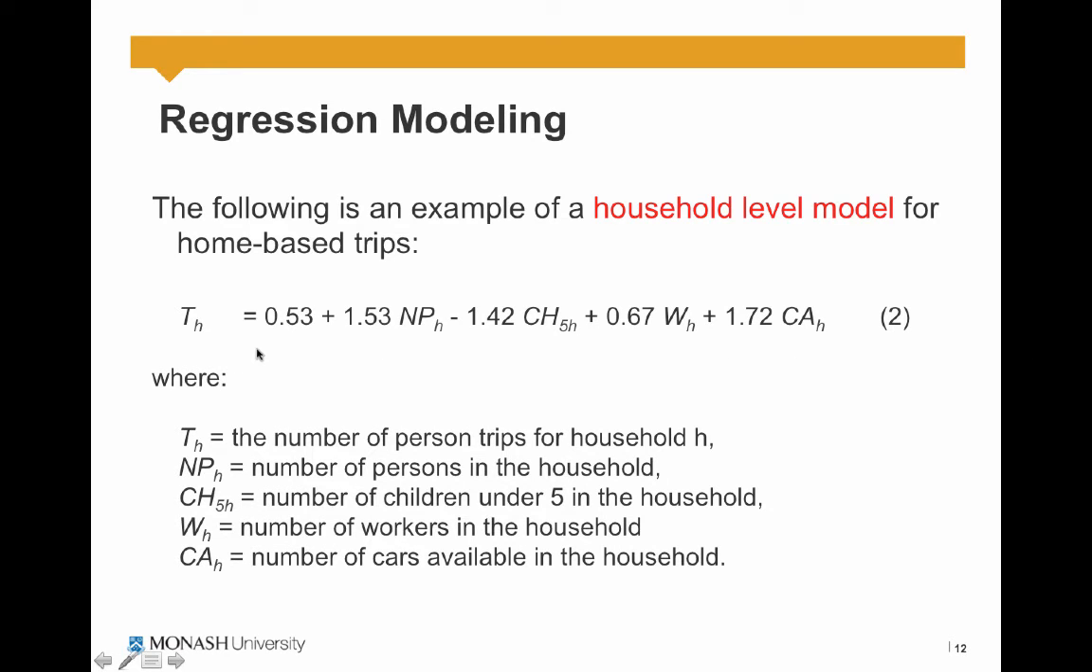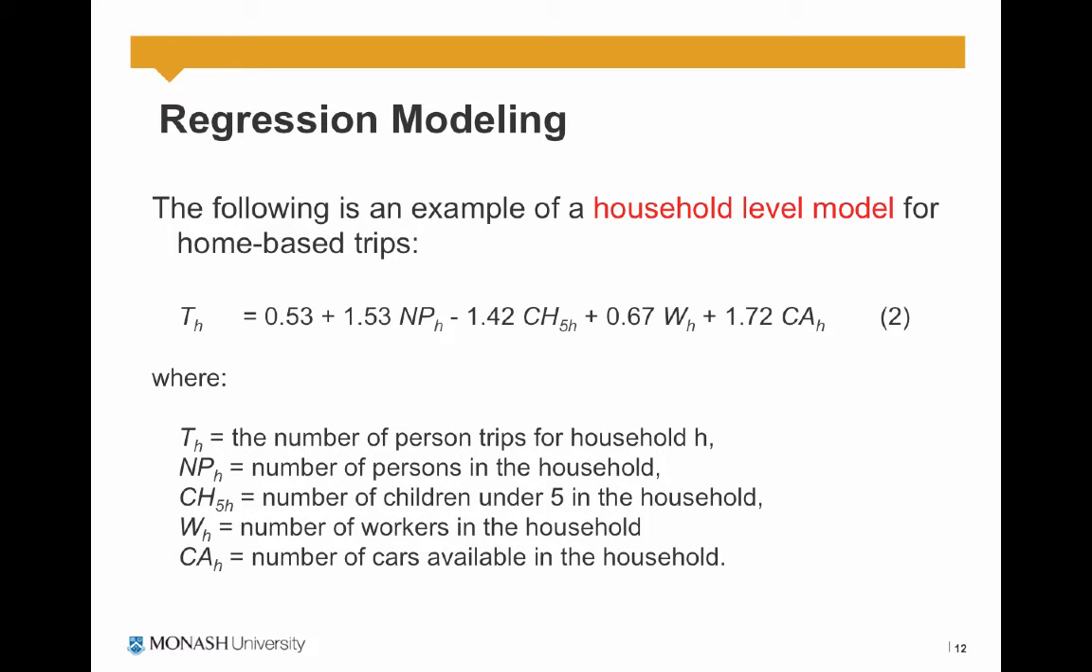So here is an estimated example of a linear model at a household level for home-based trips, where T_H is the number of person trips for household H. The first number in the estimated linear regression is a constant in the model. Then we have the number of persons in the household, then the number of children under age 5 in the household, the number of workers in the household, and at the end we have the number of cars available in the household.